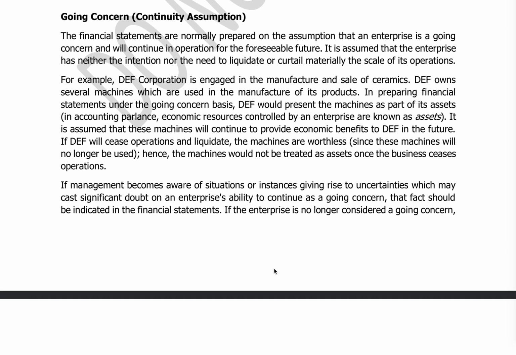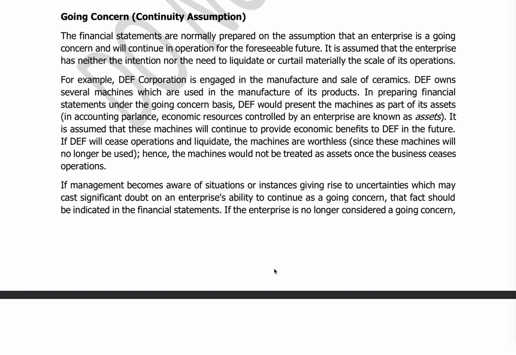Next, going concern assumption. Ano ba itong going concern assumption na yan? Or continuity assumption. So, it says that the financial statements are normally prepared on the assumption that an enterprise is an ongoing concern and will continue in operation for the foreseeable future. It is assumed that the enterprise has neither the intention or need to liquidate or curtail materially the scale of its operations. So, ano ibig sabihin yan? Sinasabi lang dyan na if it is not clearly stated or if it is not clearly declared that an entity will undergo liquidation or will be having a closure of business, it is presumed that such entity will continue for a foreseeable future.